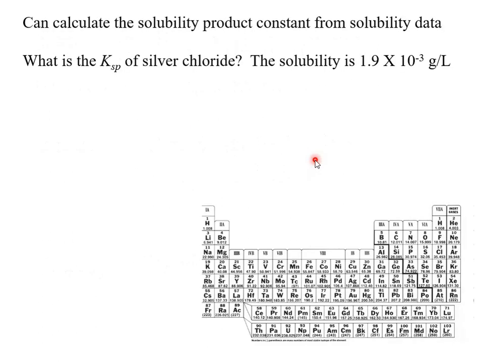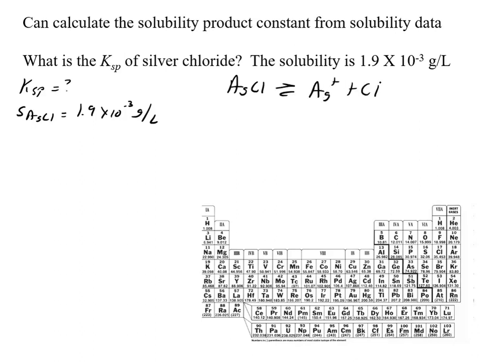Now we want to calculate the solubility product constant from solubility data. It wants to know what is the Ksp of silver chloride if the solubility is 1.9 times 10 to the minus 3 grams per liter. So we want to know what Ksp is. The solubility of AgCl is 1.9 times 10 to the minus 3, in grams per liter. So the expression is AgCl goes to form Ag plus and Cl minus.